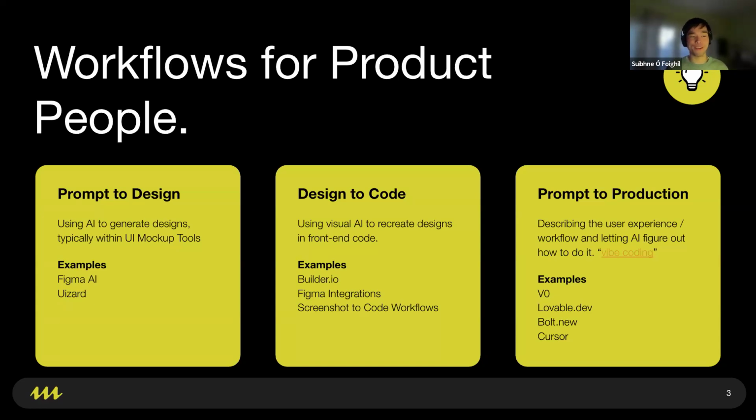Okay. But the third thing is prompt to production. This is, I think, what people here are going to be a little bit more interested in, which is literally you don't type any code. What you do is use a tool like V0, Lovable, or Bolt, which are basically the same thing, and you describe what you want and you let the AI figure it out.